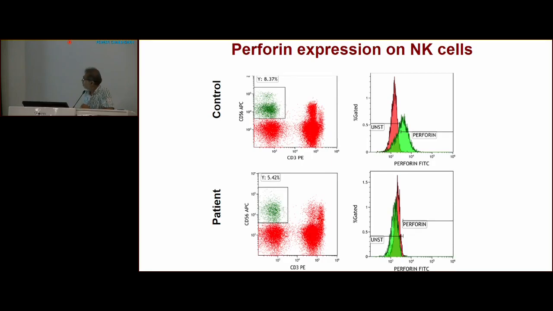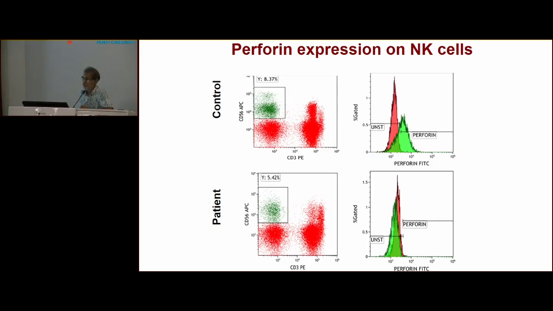So this upper panel is the control. You gated CD56 positive, CD3 negative. The positive ones are here, and this is CD56. So you have gated the NK cells and looked at the expression of perforin. The upper panel control again, and in the patient, there's hardly any expression of perforin. So this again indicates that this is a familial HLH because of a defect in perforin.